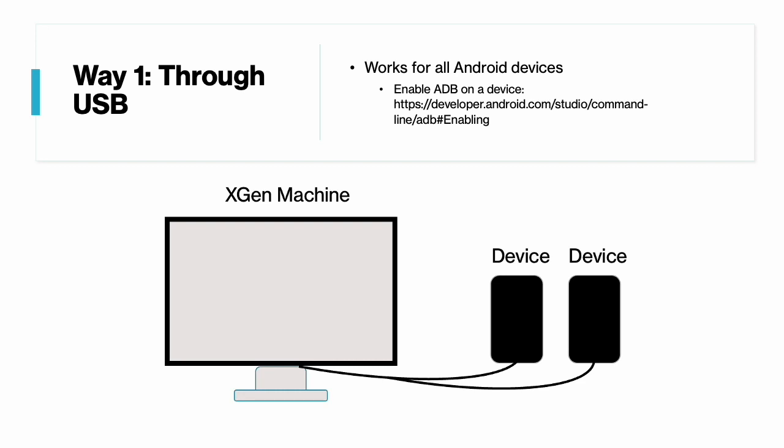Note, there are 2 kinds of cables out there. The one only for power charging cannot work. We need a data cable. The cable originally coming with the device can usually work. After the connection, we need to enable the ADB debugging mode on the devices.